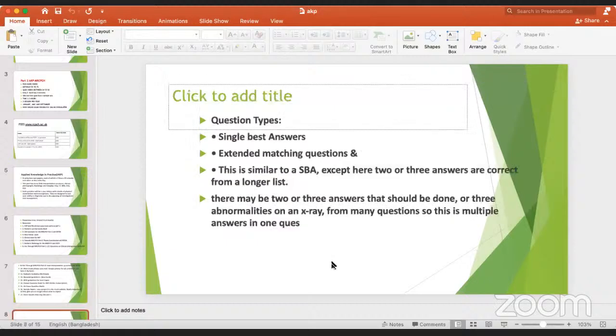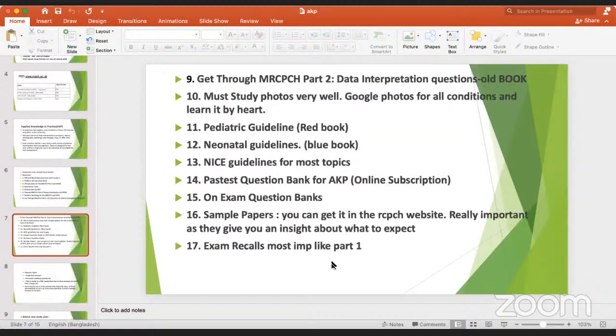Exam recall also is very, very important. Some students or seniors will tell you that recalls don't come in the exam, but we are the newest batch, the latest batch, and we know that usually 20 to 30% of questions are recalls. Not directly the same, but most of the part is similar. Suppose the scenario is similar, but they will just twist 1 or 2 points.